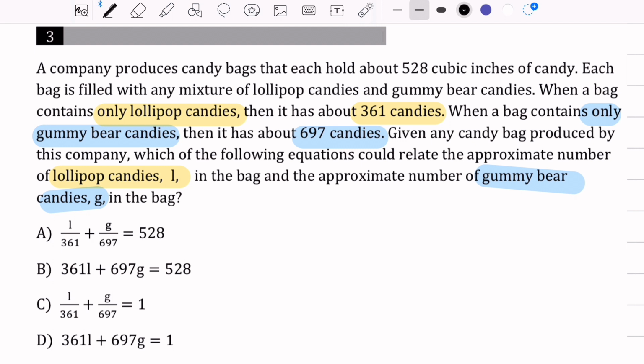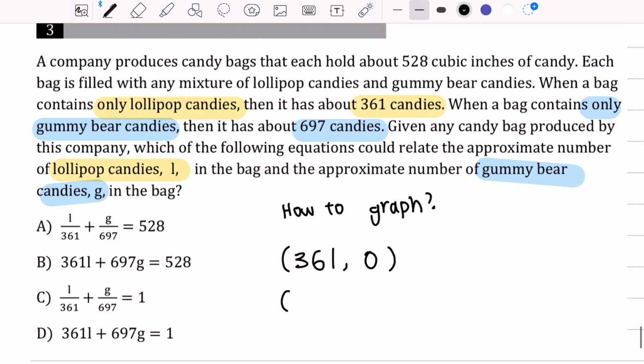So this is asking how to graph. When it has only lollipop candies, it is (361, 0). And when it contains only gummy bear candies, it would be (0, 697). So when you plug into the graph, only C makes sense, right? So the answer would be C.